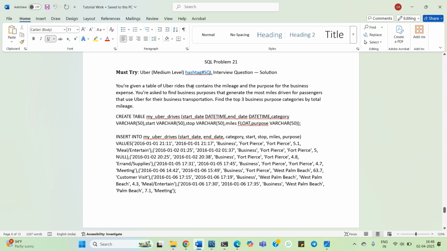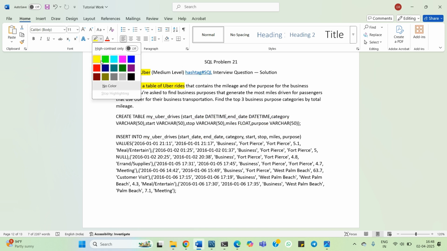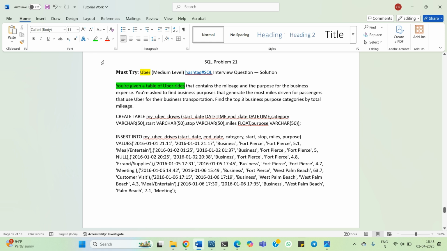In this session we're going to solve a medium-level problem. This problem was part of the Uber company, so we can say this SQL interview question was asked at Uber. Let me start with the problem statement. The problem statement says you are given a table of Uber rides. The table name is my Uber rides.